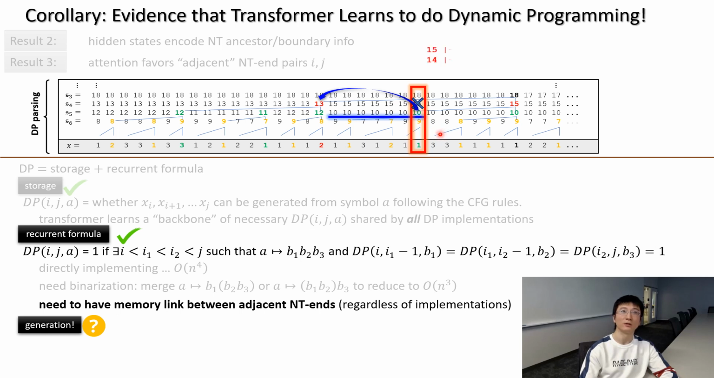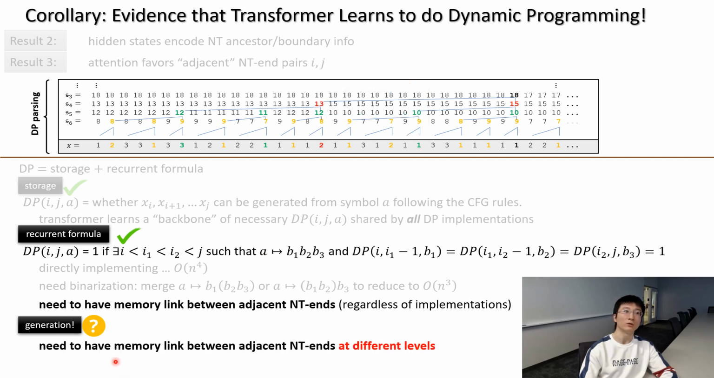That is necessary because there may be two different rules. For instance, it could be 15 that generates 10 here, or it could be 14 that generates 10 here. So I need to distinguish between the two in order to know what is the next node I want to generate on this level. For such reason, a generation task of CFG also needs to look at things that are, for instance, on the uncle level of the CFG tree. That means we also need memory links between adjacent NT-ends at different levels in order to implement the generation process of CFGs.